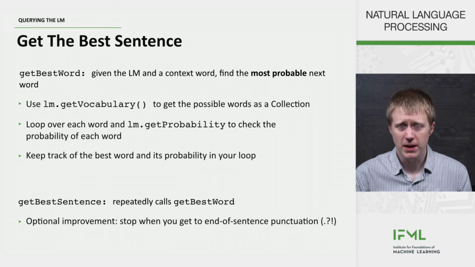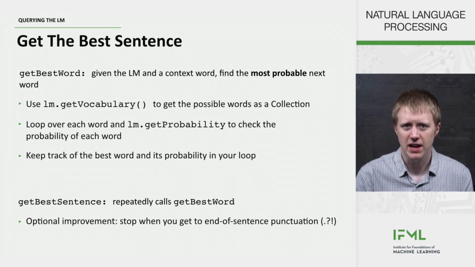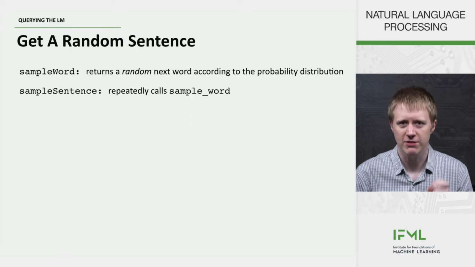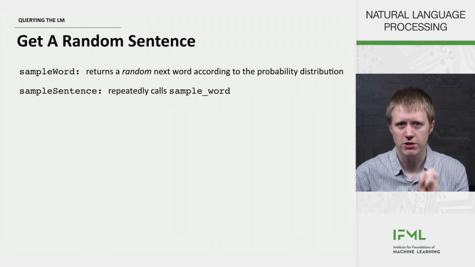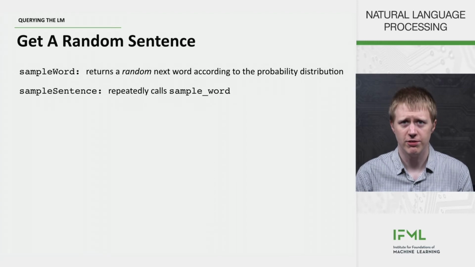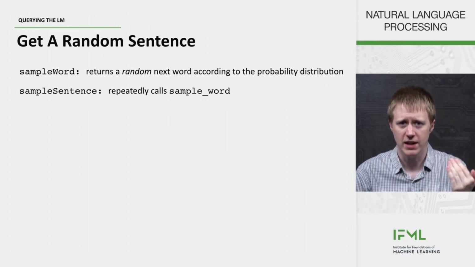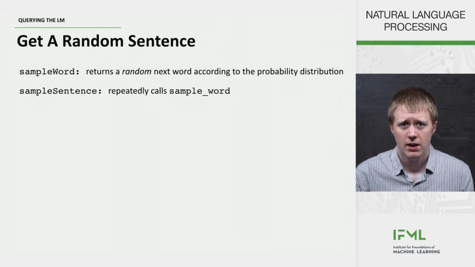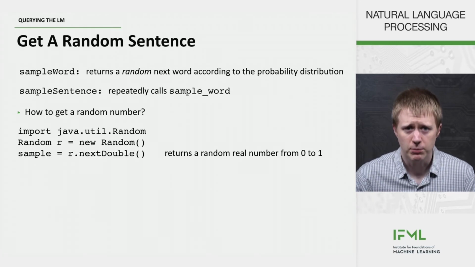When you look at that, you might notice that sometimes these continuations aren't that interesting. You can get much more interesting output if, instead of taking the most likely next word, you take a random next word. That's what sampleWord and sampleSentence do, which follow the same template of getting one next word and then repeatedly doing it for several. Okay, so we need a random word.